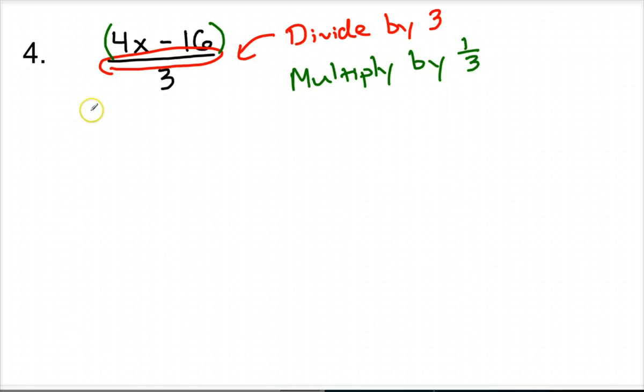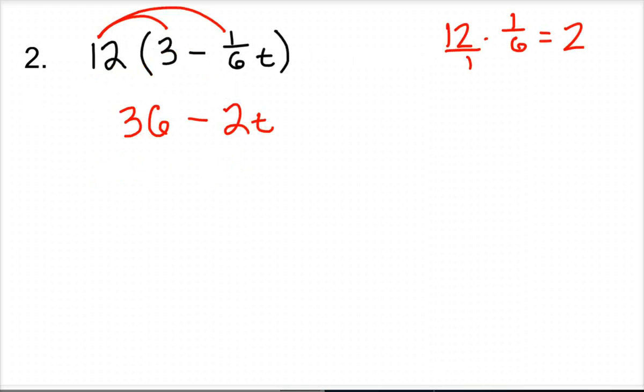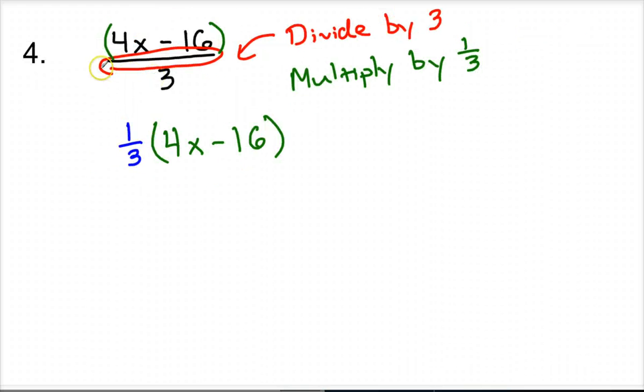Dividing by 3 is the same thing as multiplying by the reciprocal of 3, which is 1/3. So if I rewrote this as a multiplication problem, I could write the quantity 4x minus 16 in parentheses times 1/3. And now it looks a lot more like our distributive property that we saw in examples 1, 2, and 3. So anytime you get a problem like this and it's written as a fraction, you can rewrite the problem as a multiplication problem if you just take that denominator and make the reciprocal out here, like we did with the 1/3.